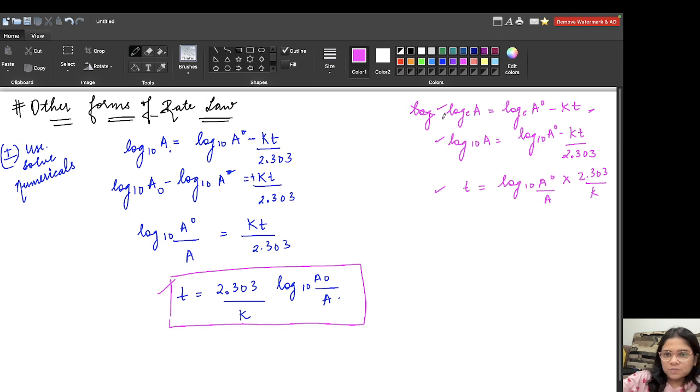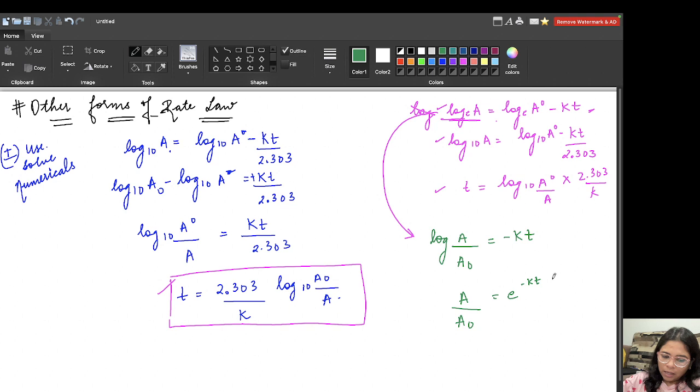Now we already know this particular thing, right? Log base e of A equals log base e of A naught minus kt, right? Now, can I write it in this fashion? Log base e of A by A naught equal to minus kt. I can write it like this, right? Now, if I want to remove the log, what will I write? Exponential of minus kt.